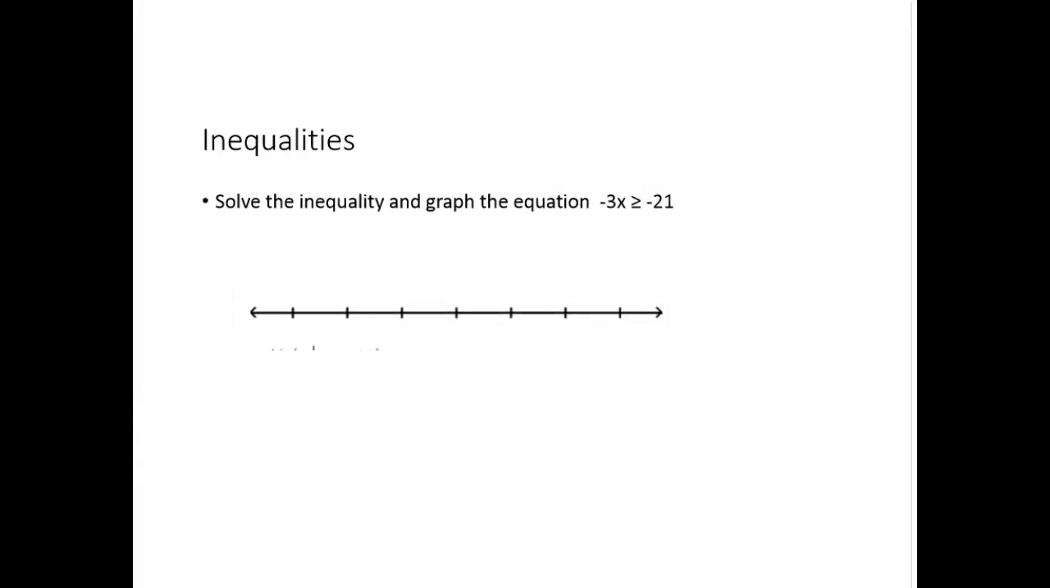Solve the following inequality and graph the equation. Negative 3x is greater than or equal to negative 21. You better be telling yourself at this point, I'm going to be dividing by a negative number, so I've got to change the direction of the sign. So I'm going to divide by negative 3.